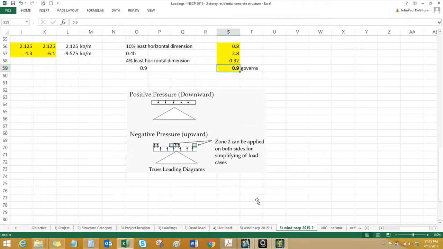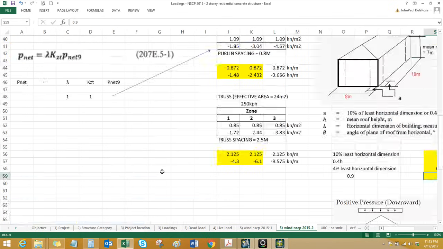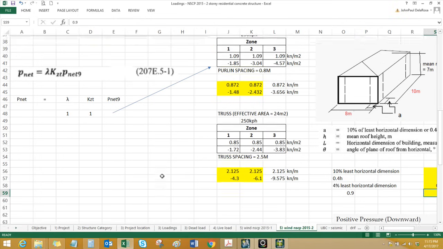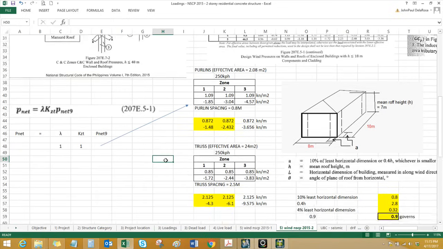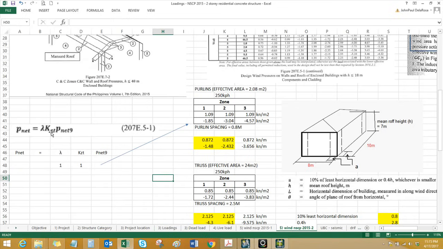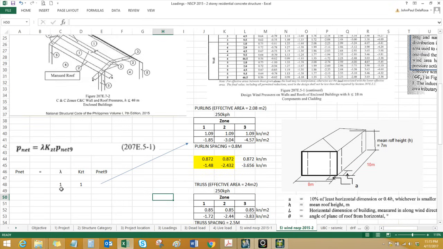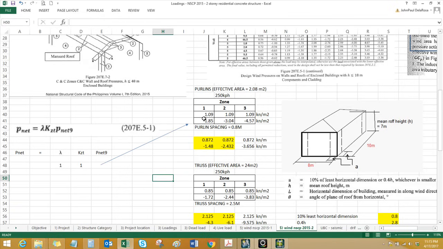Okay? So, 0.9 yung magiging value ng A. Okay? Then, ganito yung magiging pressure diagram. Ayun, positive pressure. Okay? So, going down. Then, yung negative pressure naman, suction. So, ayan. So, ganyan magiging loading yan doon sa truss natin. Okay, so pwede na tayo mag-design ng purlins natin, no? Okay. Ito yung formula, Pnet = lambda KZT Pnet9. So, yun. Lambda is 1, KZT is 1. So, since 1 naman to, kung ano yung mga pressure dito, yun na rin yung magiging input natin. Okay? Sa STAAD.